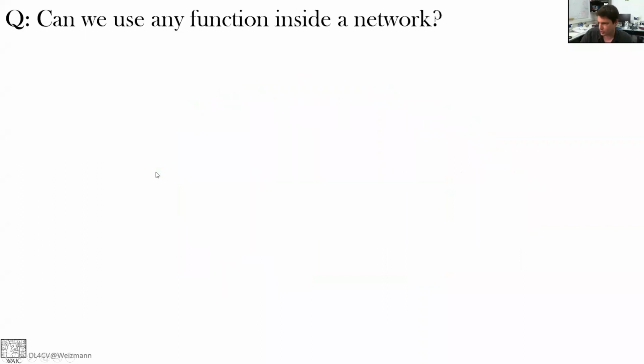So we're almost finishing here. Oh yeah, a few more things. So here's a question to you. What do you think would be the terms for a function to be inside a neural network? Can we use any function inside a network? What would you say? What can be the limitations for it?